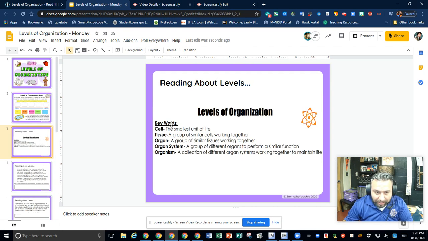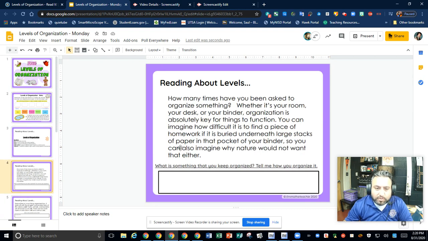Slide 3 is where you start your reading. Here are some key words that you're going to be looking at: cell, tissue, organ, organ system, organism. Here's a brief description of all 5, so make sure that you are looking at those. Then we get into your reading about the levels.